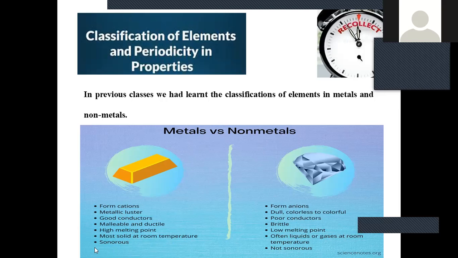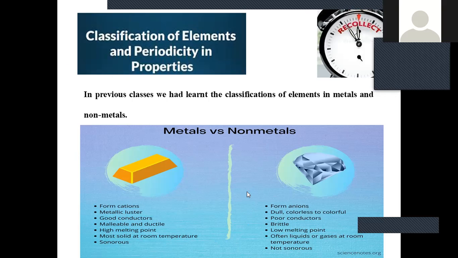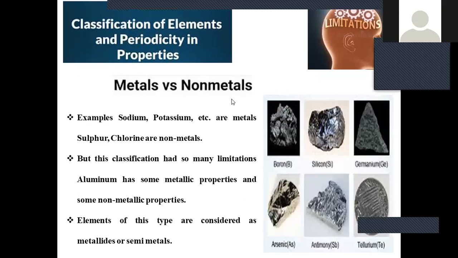So all metals are sonorous in nature. Sonorous in the sense, again, lustrous tendency will be there, and all non-metals are non-sonorous. So this is about the classification you already did in your earlier classes: metals versus non-metals. Examples for the metals are sodium, potassium.